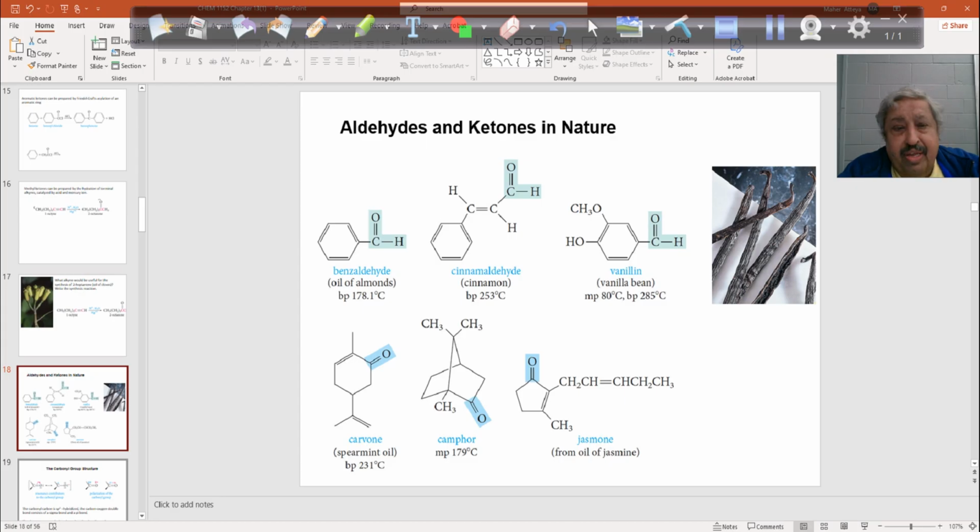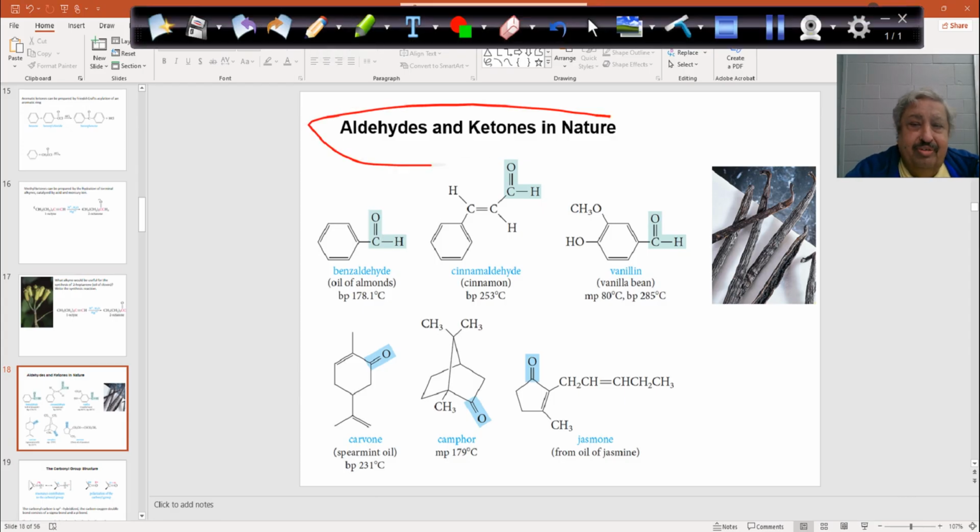So this is aldehydes and ketones in nature. What did I tell you about aldehydes and ketones in nature? Anything smelling very nice. Strawberry, pears, apples, oranges. Although some of them even have carboxylic acid, they have aldehydes and ketones. Are you following me here?